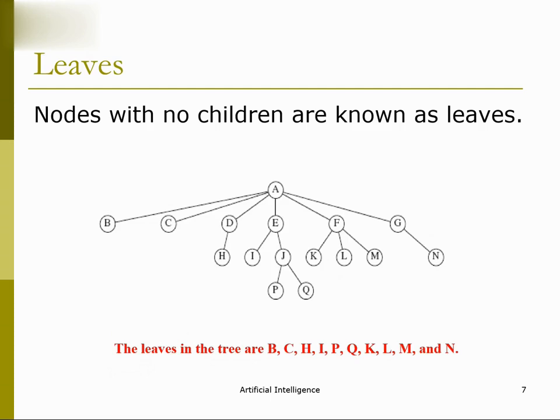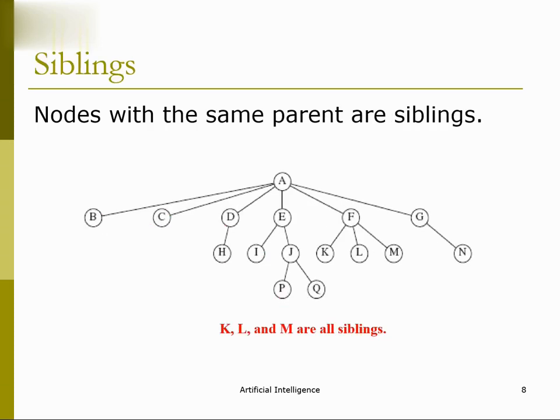Leaves are the nodes with no children. In this tree, these are all the nodes which are called leaves because they don't have any children. And siblings are the nodes with the same parent. Here P and Q are the siblings because they have the same parent J, and K, L, and M are the siblings and they have the same parent F.